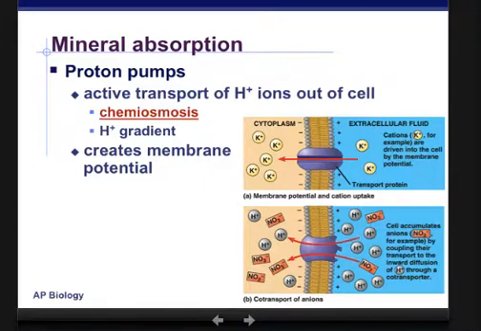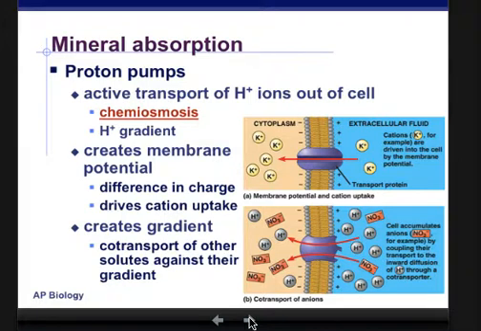Let me say that again, that's a big point. The inside of the cell is negatively charged because it has pumped out hydrogen ions. So there's an imbalance of charge, and the cell wants to be neutral, so it's going to take in cations. By taking in cations, you can take in minerals. So the negative ions sneak in with the positive ions. That's co-transport.